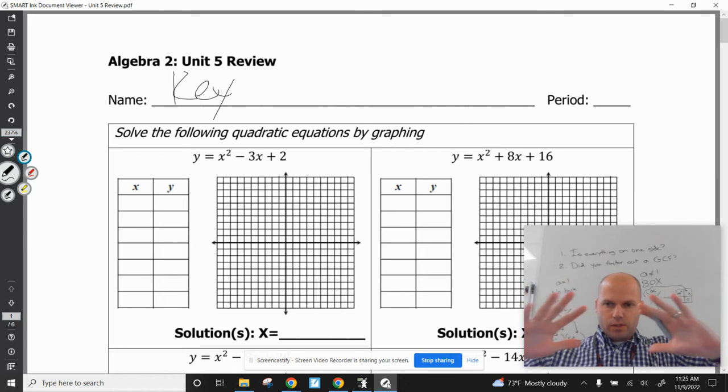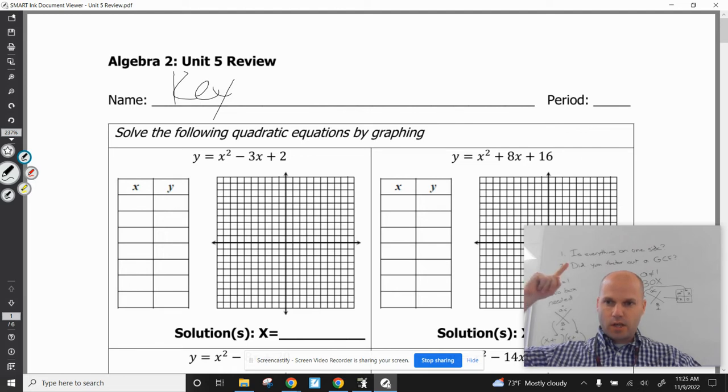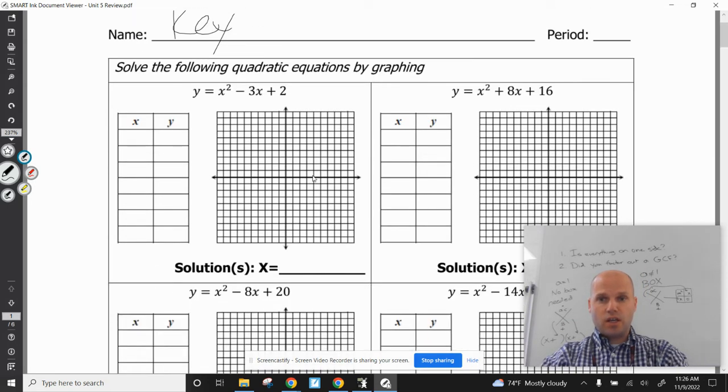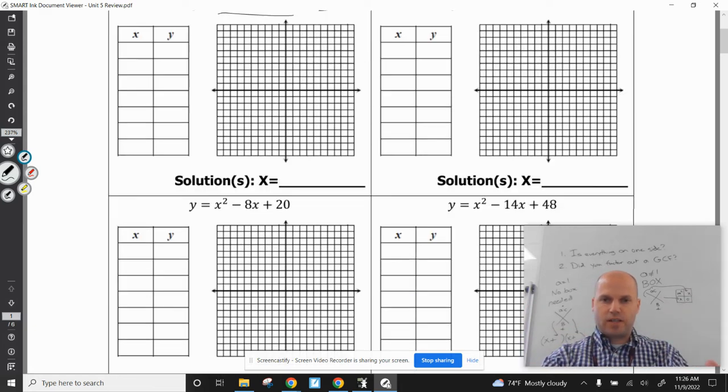Telling my students, okay, step one, always, even before you do anything on the test, is everything on one side? Step two, did you factor out a greatest common factor? Before I do any of these problems, I'm just going to peruse through and see, is it a quadratic, either equal to y or equal to 0 form, or is it not? And if it is a quadratic, is there a number that I could factor out, a greatest common factor?